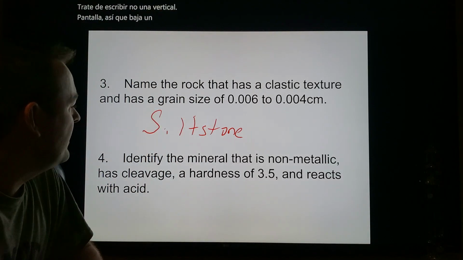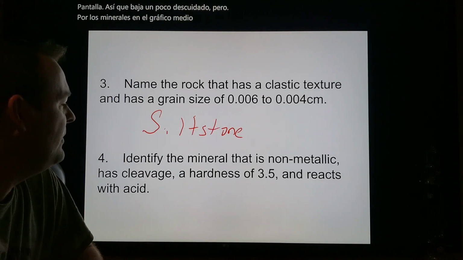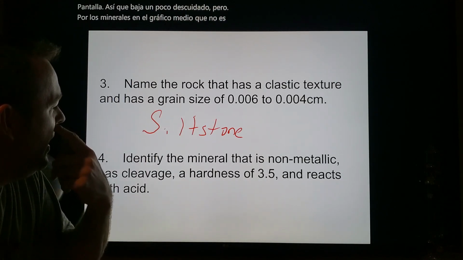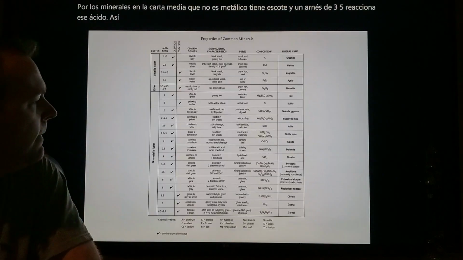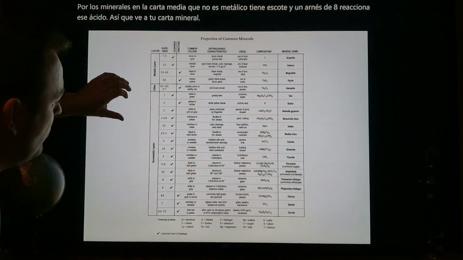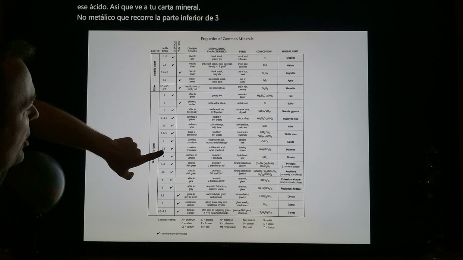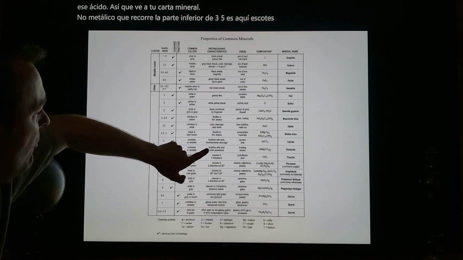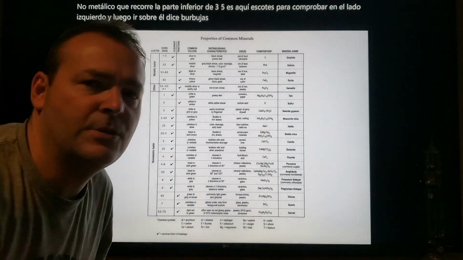And last but not least, identify the minerals. So now we're at the mineral chart that is non-metallic, has cleavage, and a hardness of 3.5, reacts to acid. So go to your mineral chart. Non-metallic puts you towards the bottom. A 3.5 is here. Cleavage is the check on the left side, and then go over. It says bubbles with acid, and sure enough, there it is. That's your dolomite.